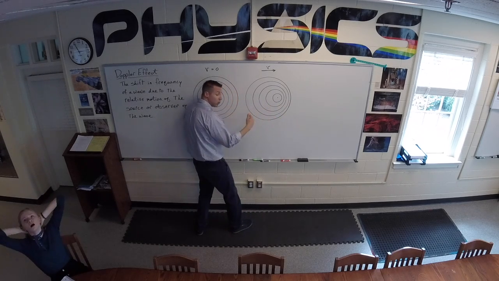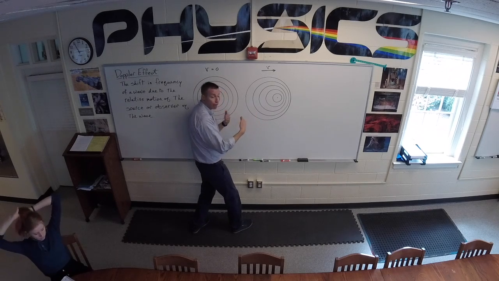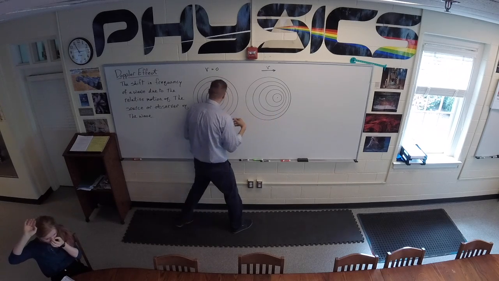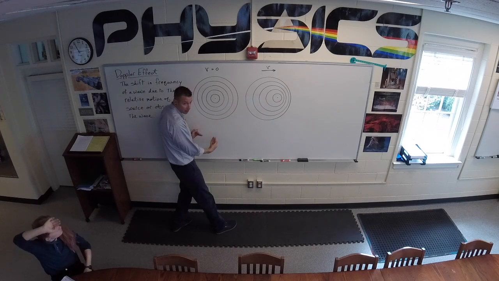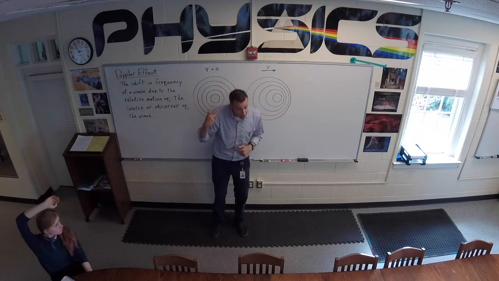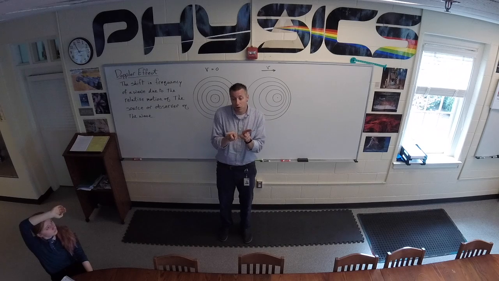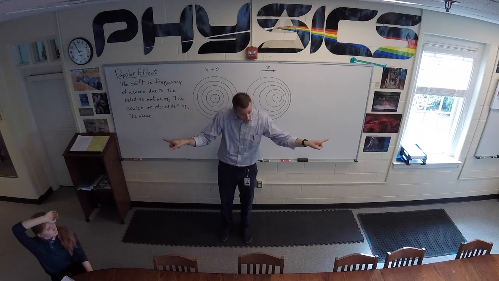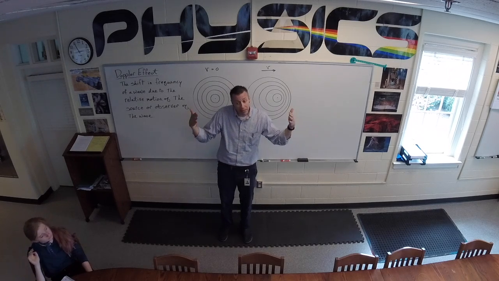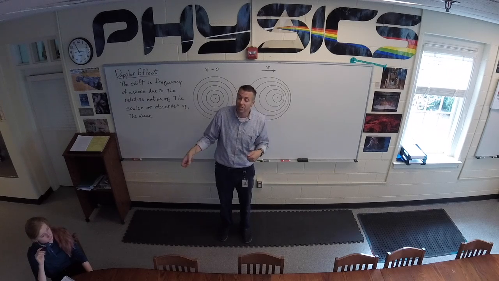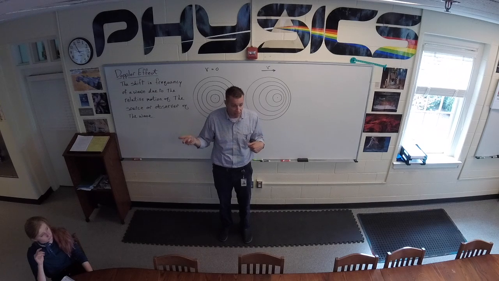So each subsequent vibration is now further spaced out than it would be if you were stationary. So the exact opposite statement is that when the source and the observer are moving away from one another, the wavelength is longer and the frequency is therefore lower. Right? It's the exact inverse of the previous statement.